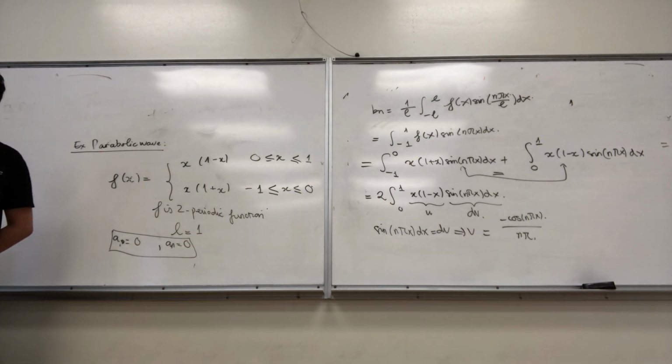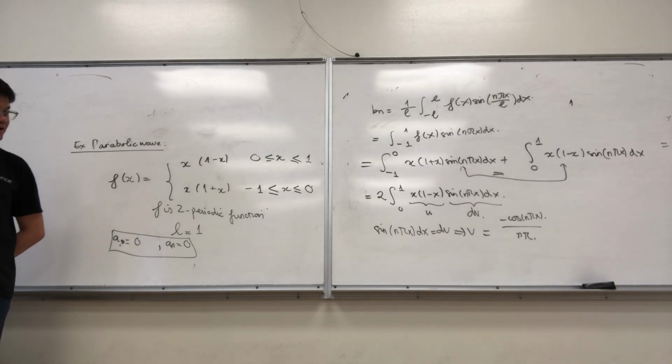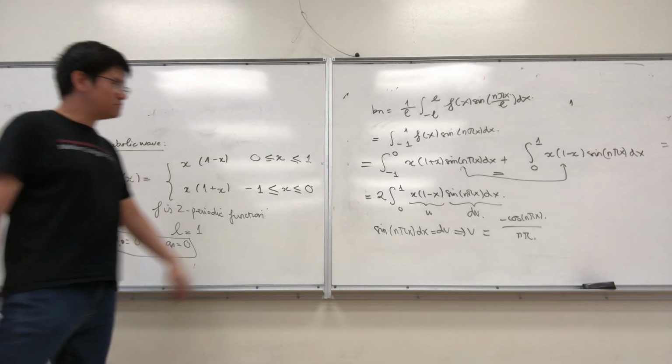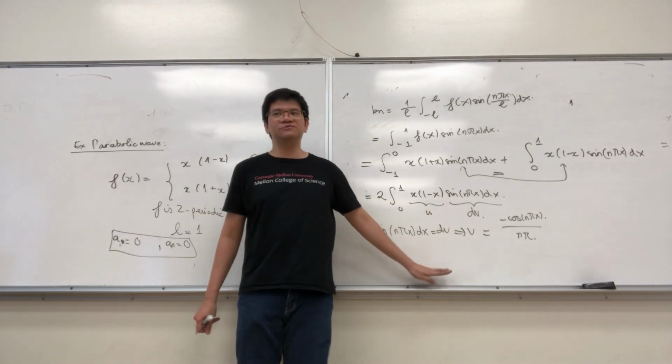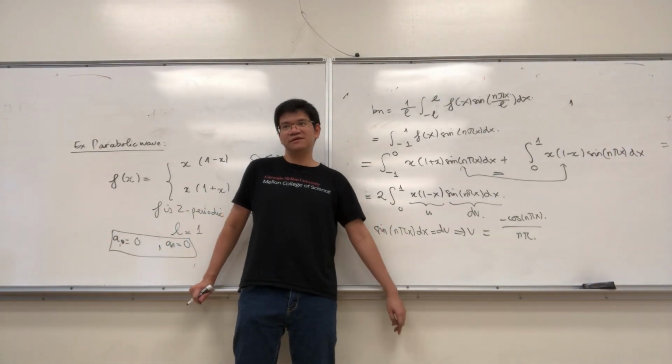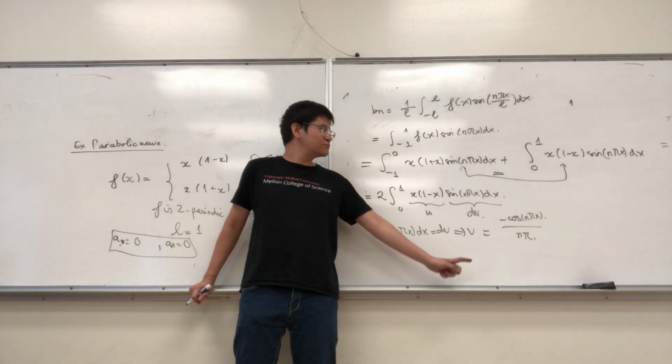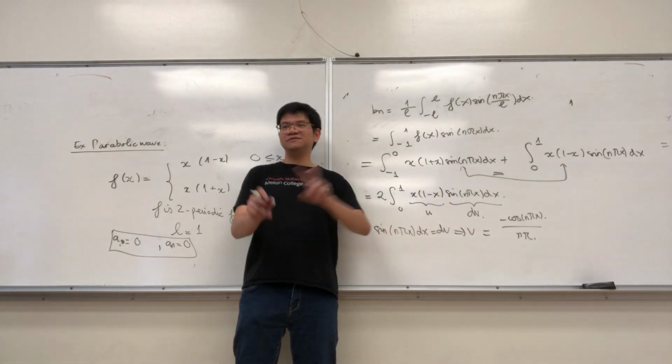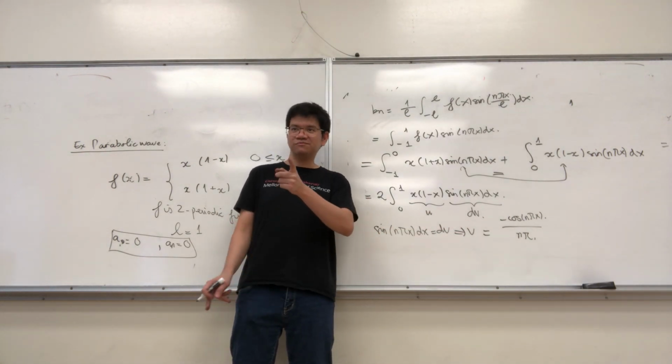Yes? Would it be easier to just factor through and have it be x minus x squared times the sine, and then you end up with multiple integrals of just x times sine? That is also another way to do it, but again, you have to use integration by parts twice for each term, right? So I do it this way. This is more complicated, but I have to do integration by parts once.